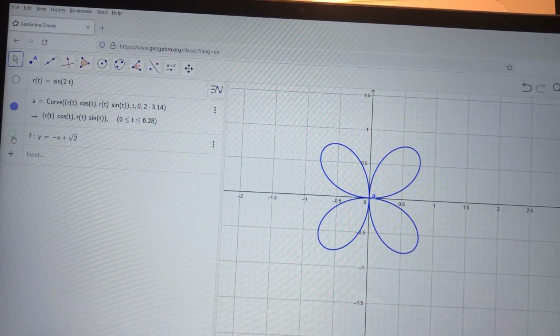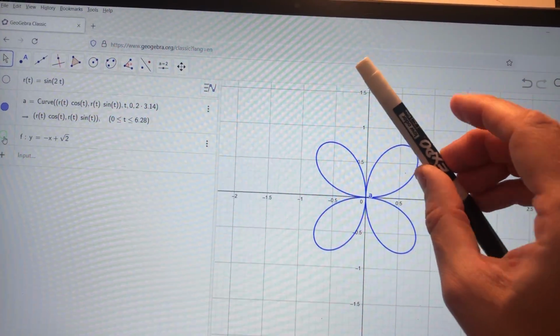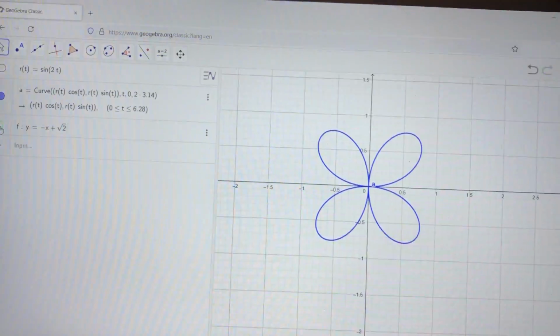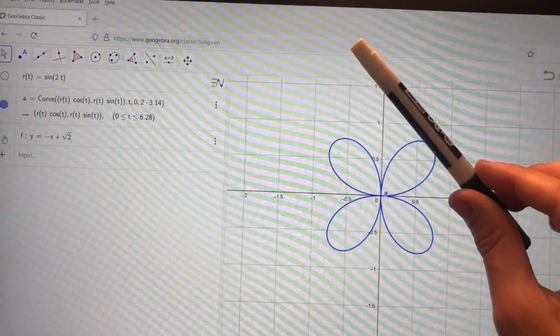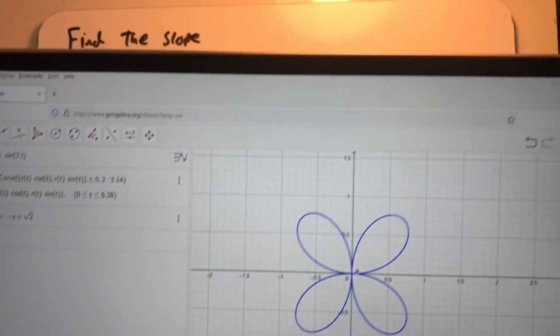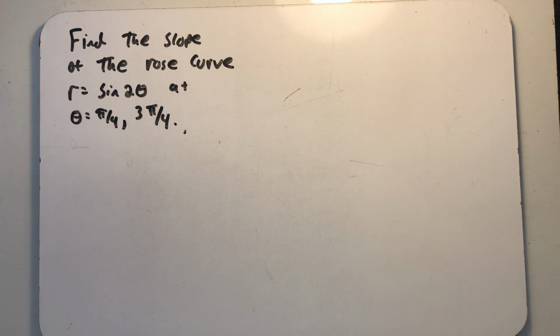I think we can imagine at pi fourths we're looking for the slope right here, and at 3 pi fourths the slope right there, and I think just from the graph we could probably guess what those slopes are going to be, but we'll go through the work anyway.